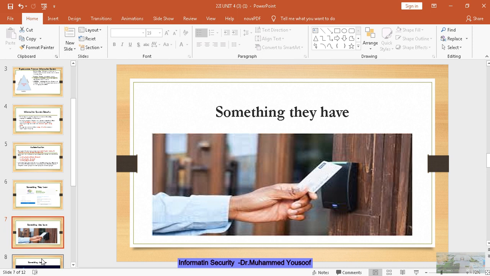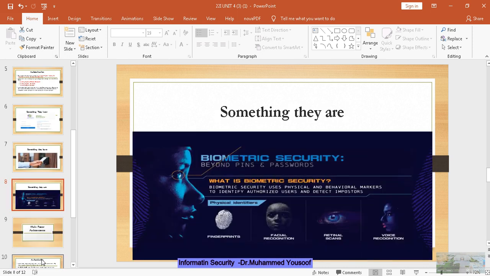The next one is what? Something they are. The example is biometric security. What is biometric security? You can see that people have fingerprint, facial recognition, retinal scanning, voice recognition. There are 4 biometrics which are commonly used. Like I go and scan my finger in a basma, that's one thing.